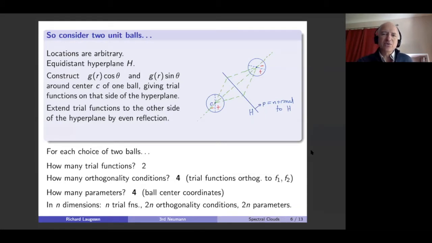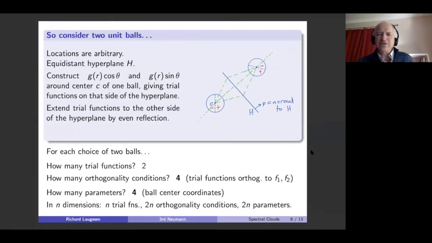So inside the ball, the function G of R is radially increasing along each ray, and then you're multiplying by the sine or the cosine of theta. And then once you reach the boundary of the ball, you just continue that value outward along the ray until you hit the hyperplane H, if you're heading in the direction where you will hit it. When you hit it, then you stop and you reflect across in an even fashion following the ray that leads you back to the center of the other ball. So by this method, you can extend from one side of the hyperplane, extend the function evenly over to the other side of the hyperplane.